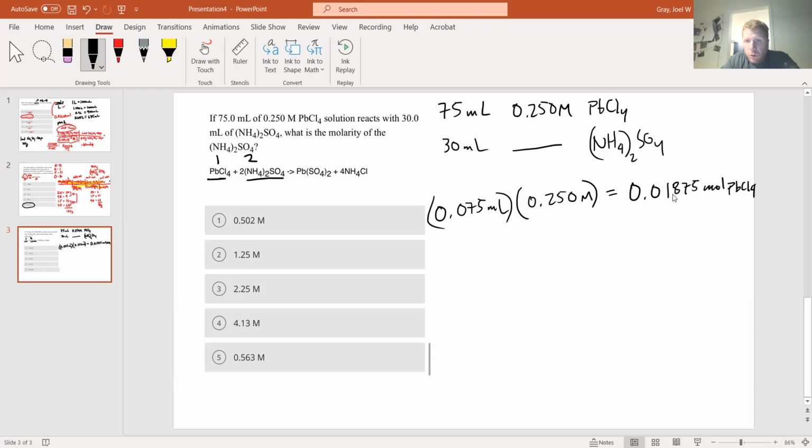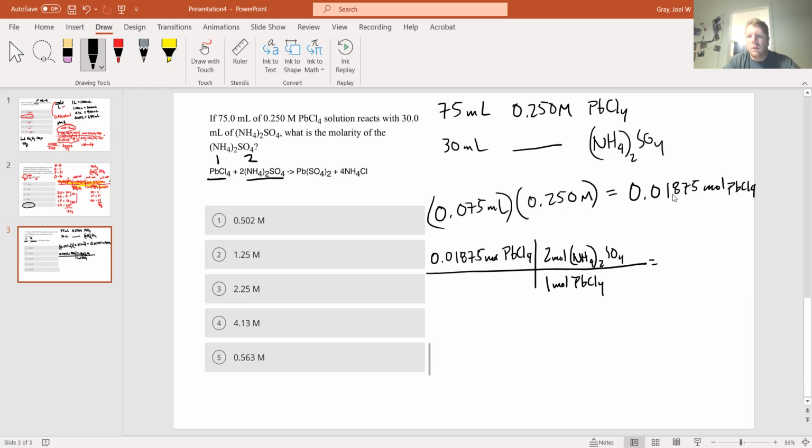Okay, now what we know, and we want to relate this back to our balanced chemical reaction, is that 1 mole of PbCl4 reacts perfectly with 2 moles of (NH4)2SO4. So the way that we're going to treat this problem from here is I'm going to set up a dimensional analysis problem. My aim is to figure out how many moles of (NH4)2SO4 actually reacted. So I'm going to say 0.01875 moles of PbCl4. Then I'm going to have 1 mole PbCl4 reacts with 2 moles (NH4)2SO4.